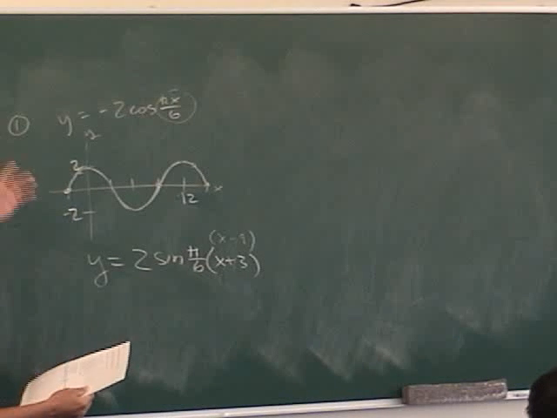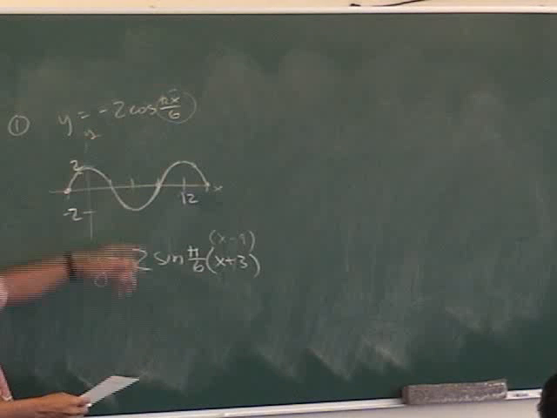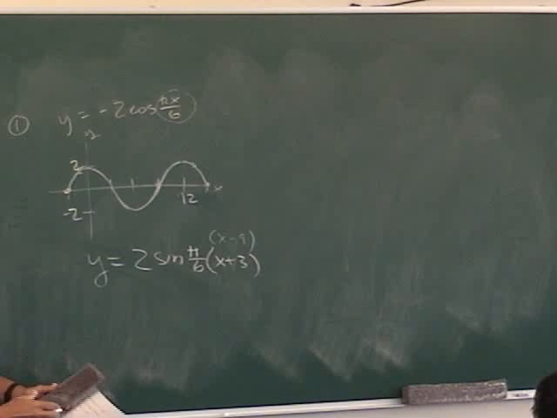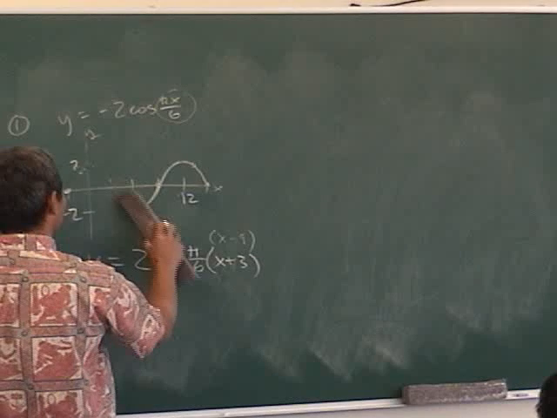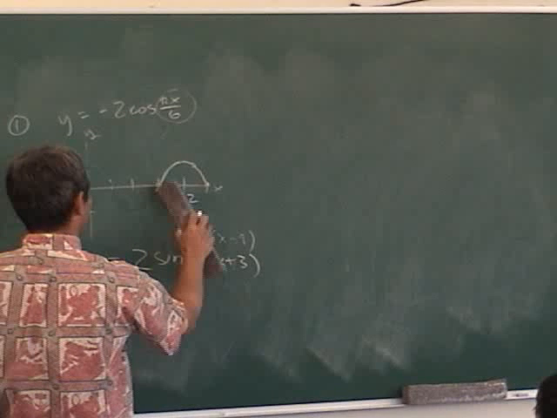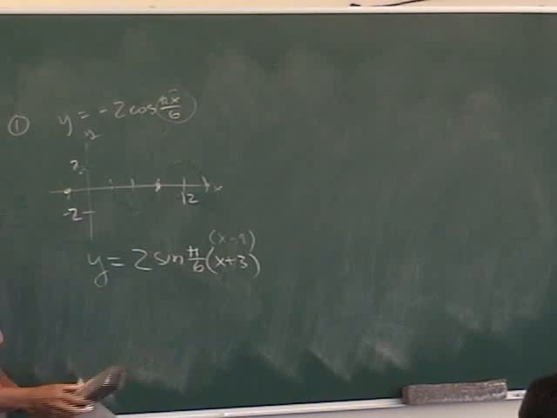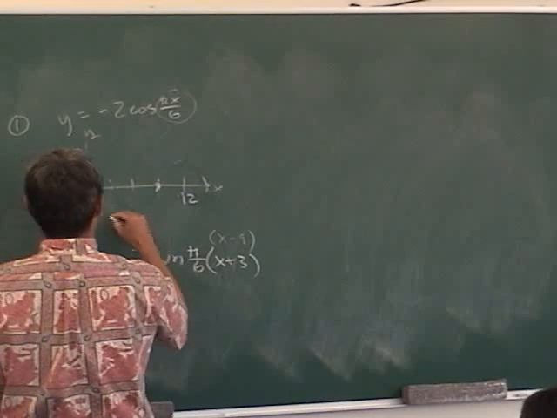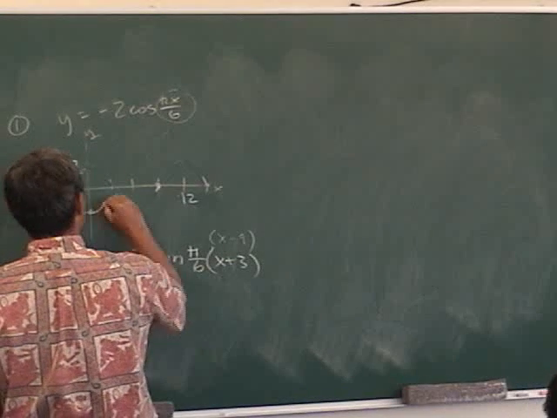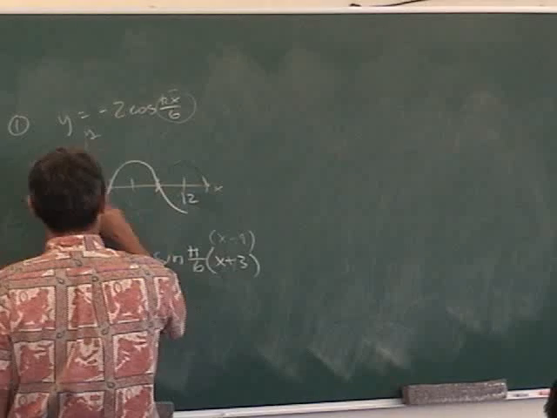Wait a minute, time out. Didn't I say reflect it over the x-axis? I didn't reflect it. That's the problem. You guys wait until I finish almost the whole problem, then you say something. Anyway, you're supposed to reflect it over the x-axis, which I didn't do. So the graph's supposed to look like this.